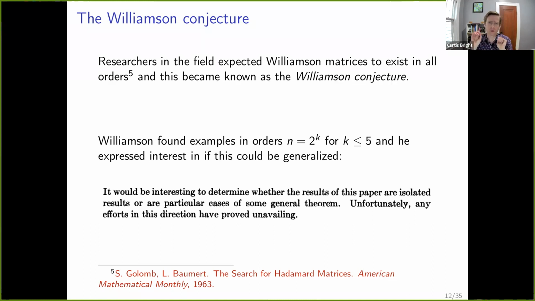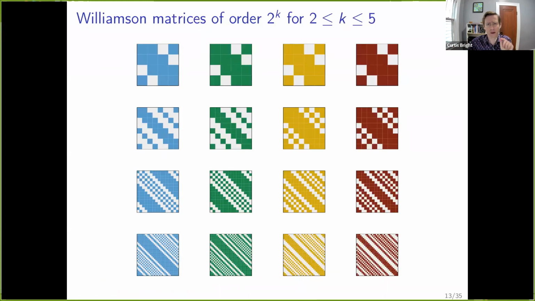But what Williamson did was he at least found examples in powers of 2 up to 2 to the 5, right? So these are the matrices that he found in his original paper, right? So they're order 4, 8, 16, 32. And so you can look at them and there's not really an obvious pattern here. And actually, it was amazing that Williamson even found these, right? Because remember, this was all before computers.